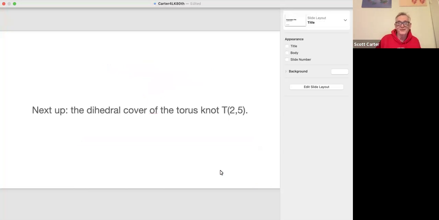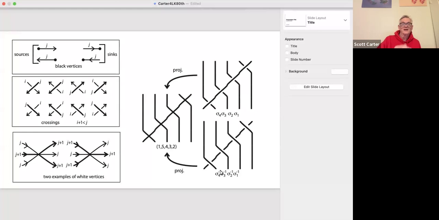This is the example that I really want to talk about. Although when I started this work, I was really interested in the Poincare homology sphere. And I'll come back to the Poincare homology sphere in a little while, but I won't show you the entire picture because I haven't drawn it yet. But I want to look at the torus knot T25, and I want to look at the dihedral cover of that. And I'll remind you that these are the constituents of a braid chart.